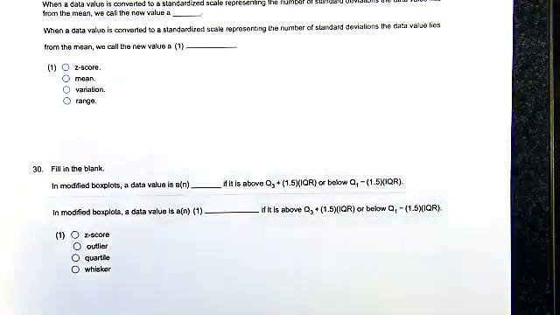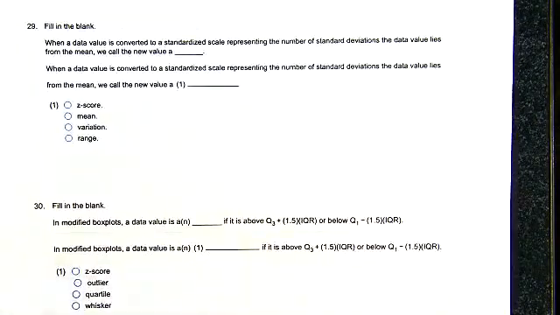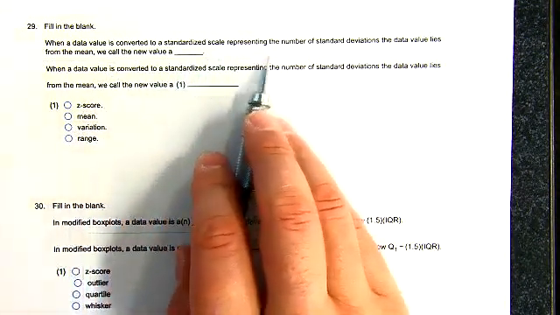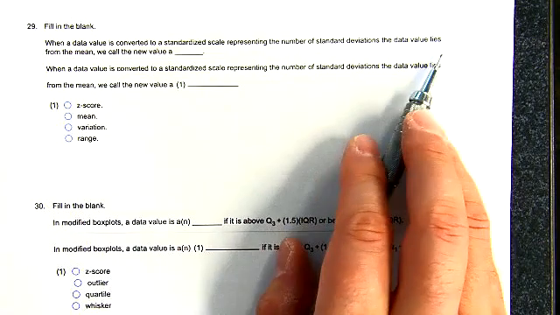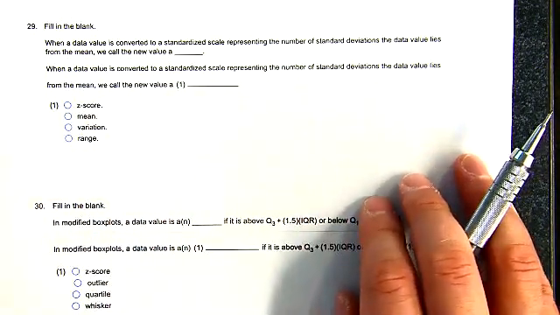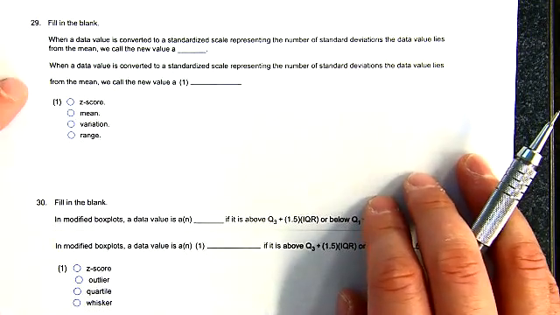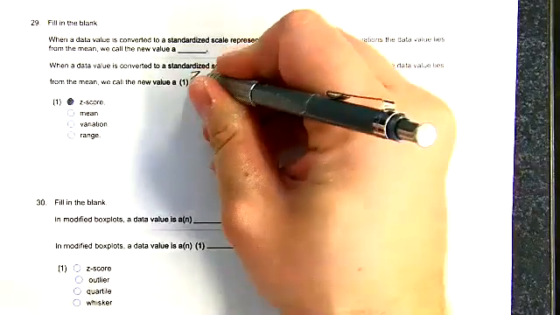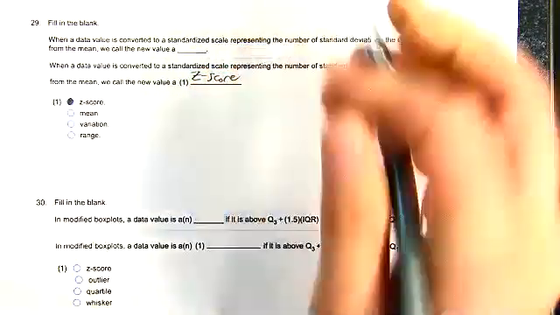Okay, 29. When a data value is converted to a standardized scale representing the number of standard deviations the data value lies from the mean, we call the new value a, well, what's the new word we learned today and used a bunch? Z-score. Perfect. This is a Z-score.